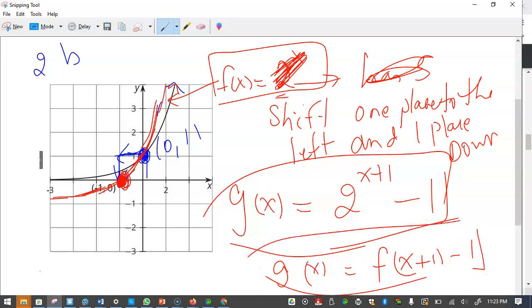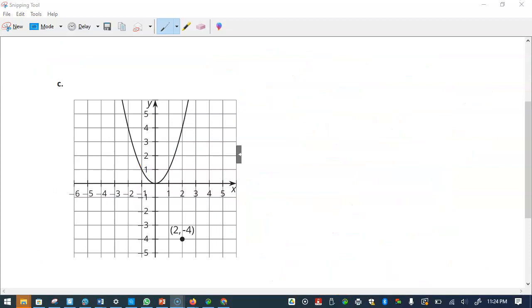So beautiful. Third one, let's go. So this is the original graph, right? Now it has to pass through this point. So what are the options? Pause the video for a while and see if you can try it yourself.